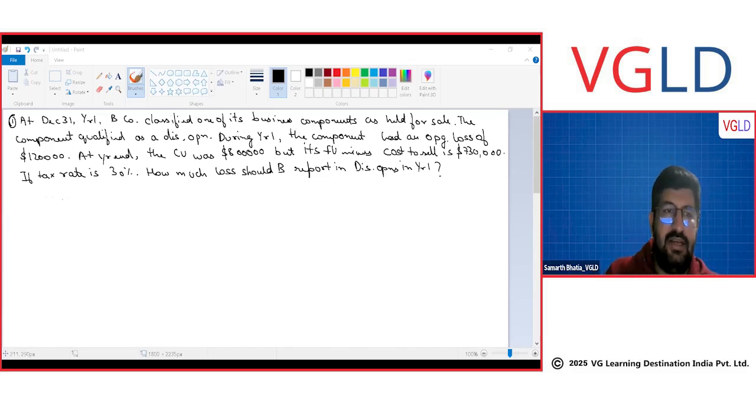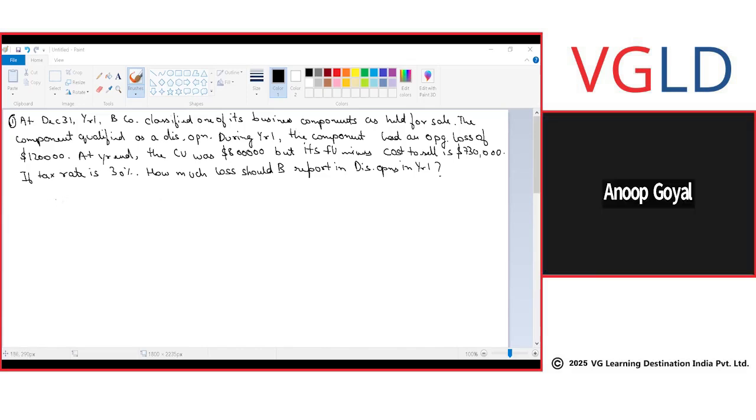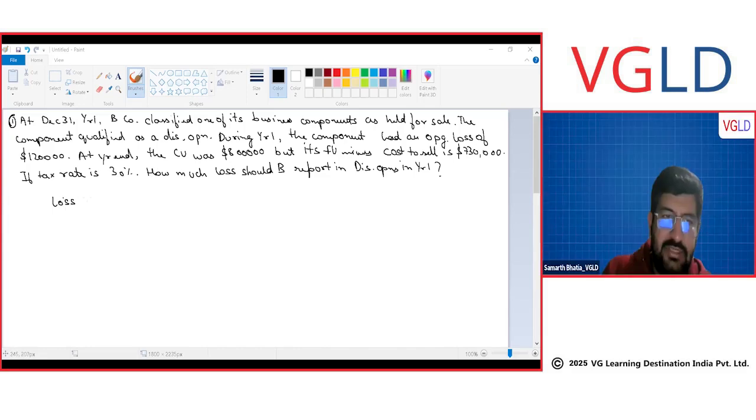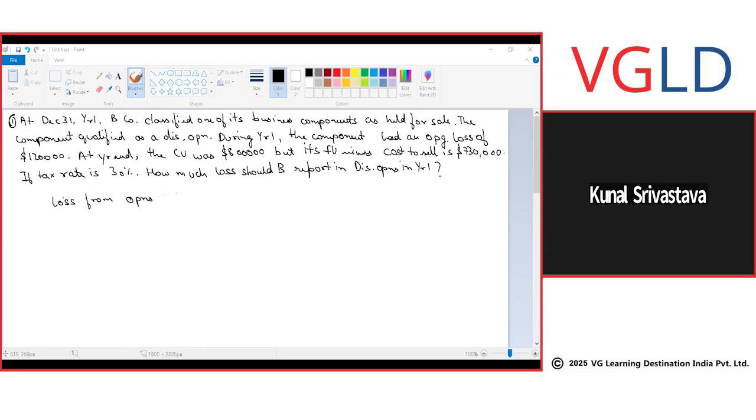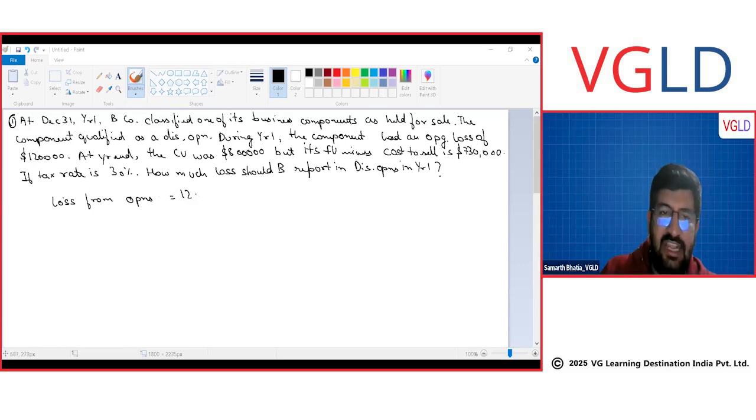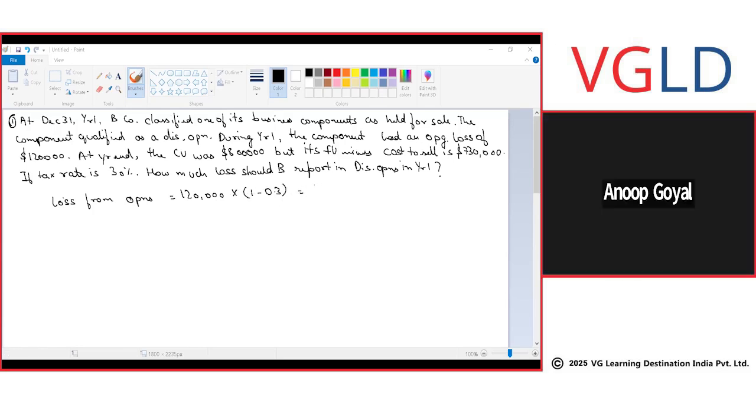So first of all, there is a loss from operations, 120,000, and we have to take it net of tax, multiplying by 1 minus tax, which is 30%. So it's going to be 84,000.